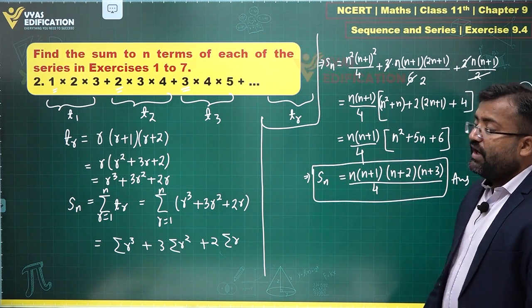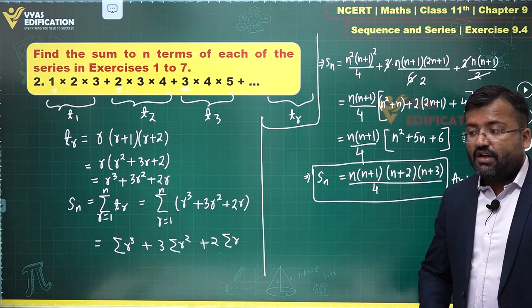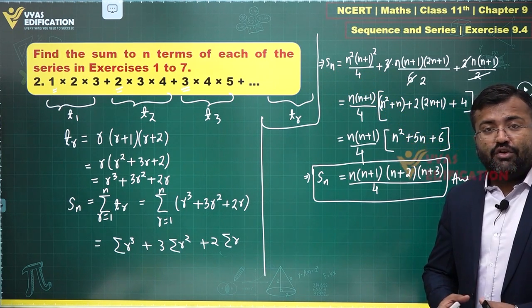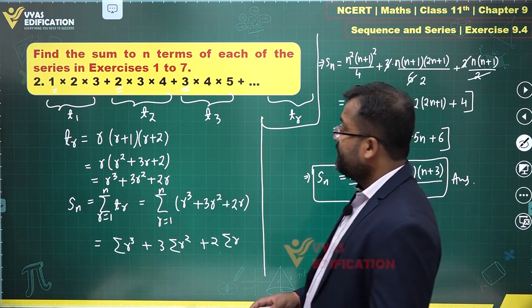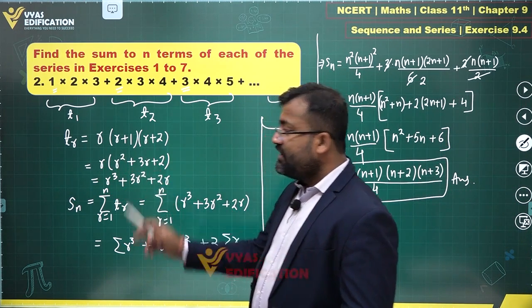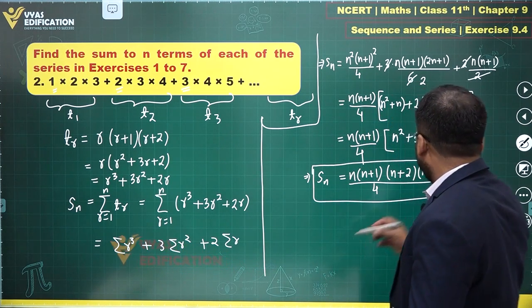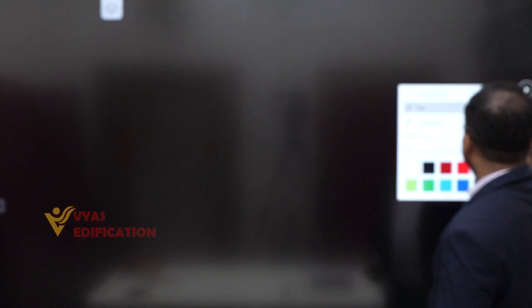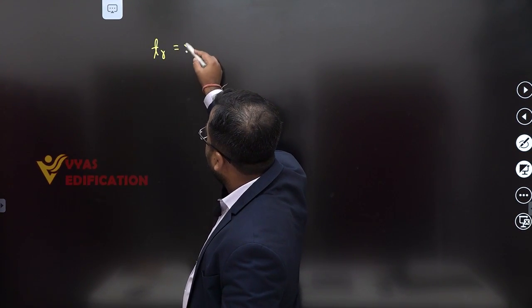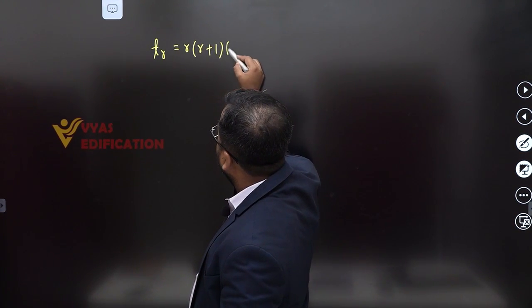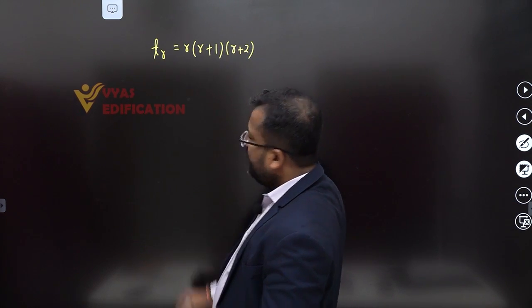As you can see over here in this complete solution. But then sir, what about the other method? Can we solve this using another approach? Yes. TR is R(R plus 1)(R plus 2). So let's see the other approach over here. TR is R(R plus 1)(R plus 2). Very simple, yes.